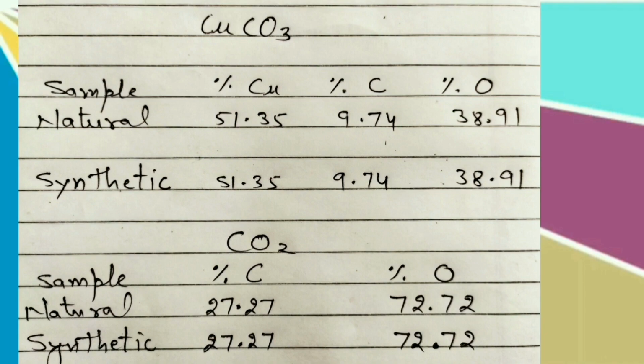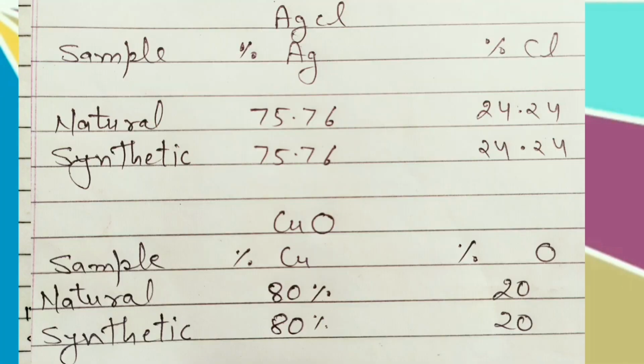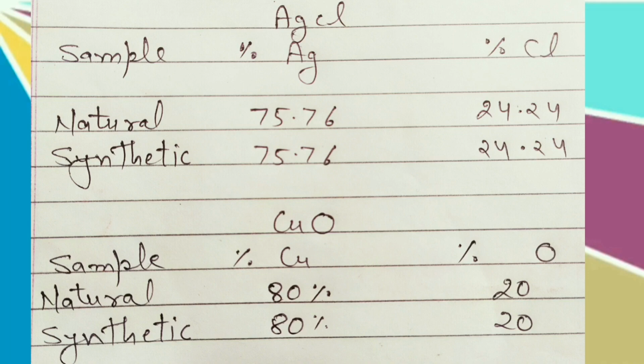Like if we take copper carbonate, then the composition of copper, oxygen and carbon in the copper carbonate compound, whether it is prepared by the synthetic method, the artificial method or the natural method, the percentage remains overall the same. We can select some more examples also in which the elements have the same composition or percentage in a compound prepared by different methods.